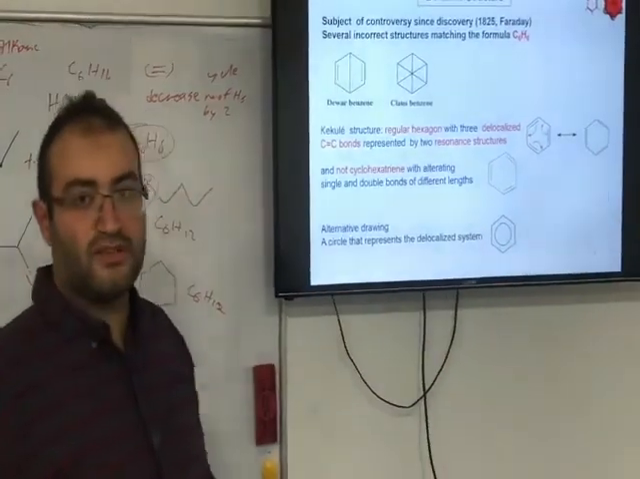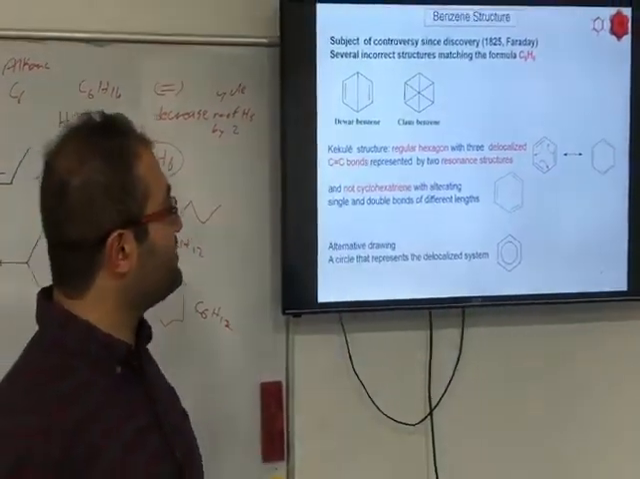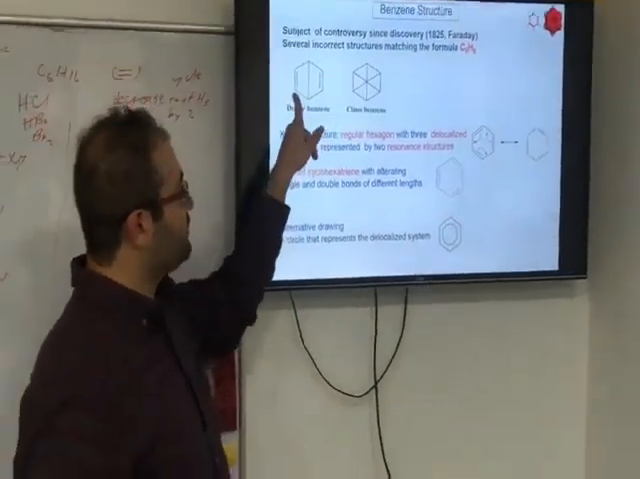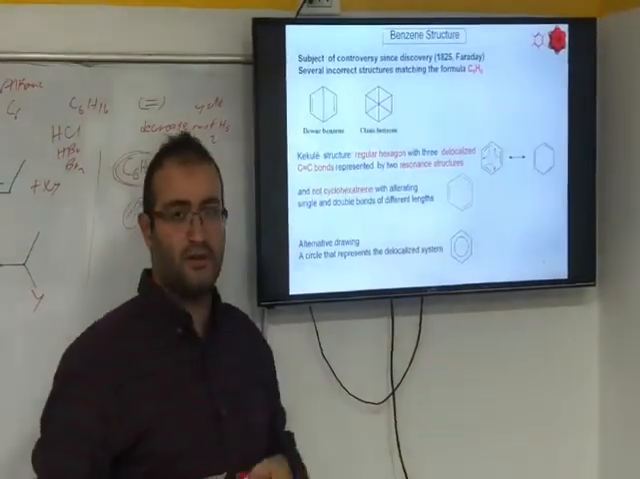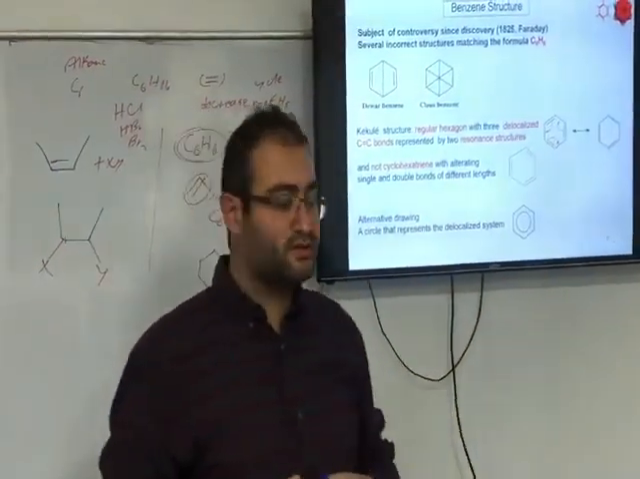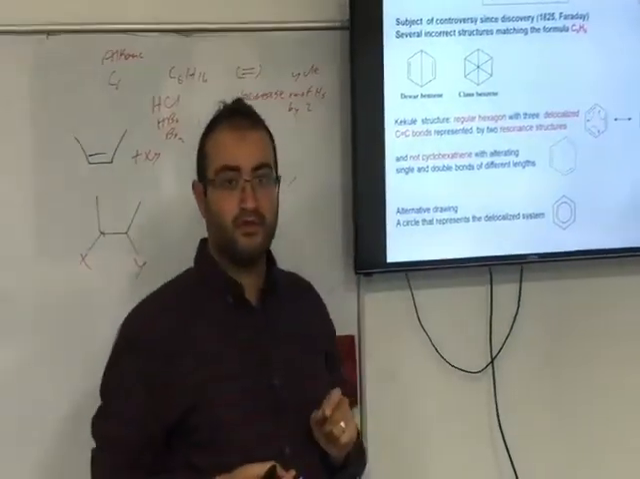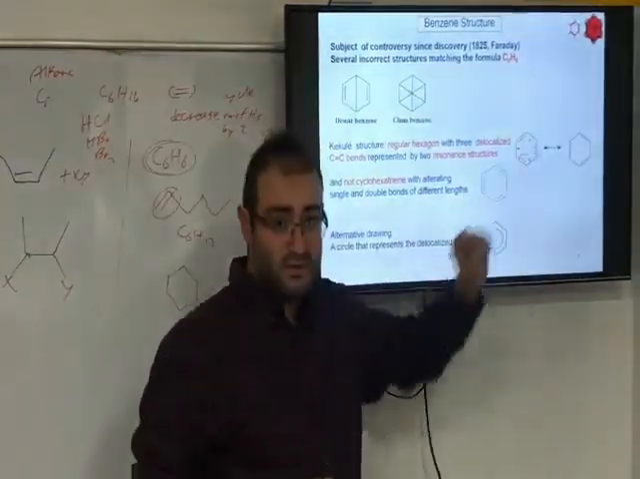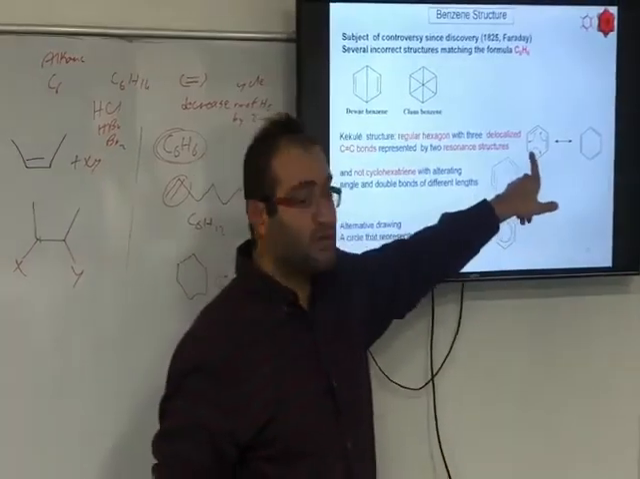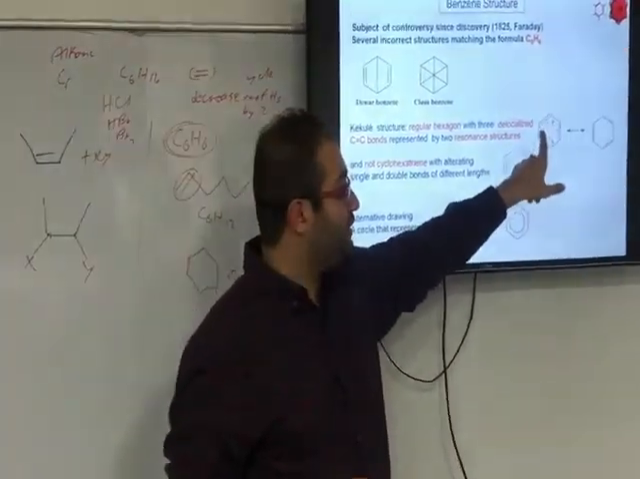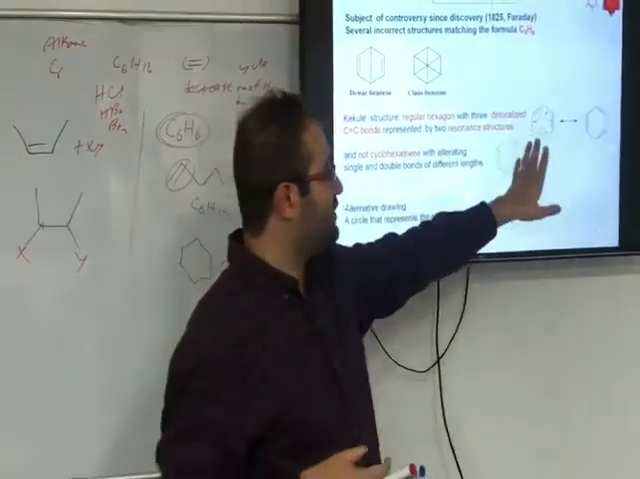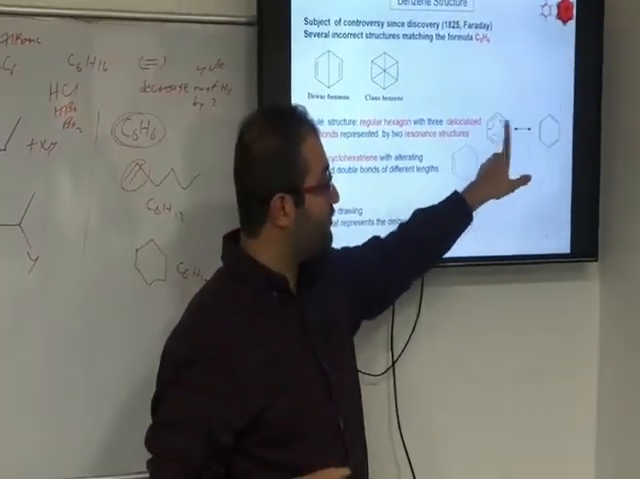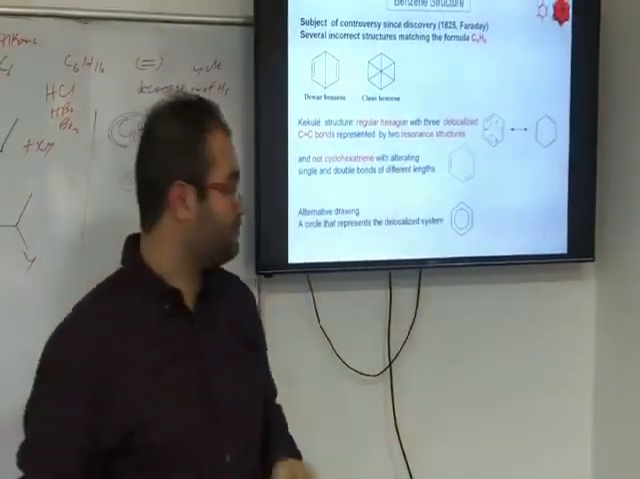Okay, what about the structure of benzene? So many scientists in the past predicted some models for benzene. For example, Dewar predicted this kind of model, Claus predicted this kind of model. However, they were proven wrong afterwards by a scientist called Kekulé. So Kekulé suggested that the structure of benzene is a regular hexagon with 3 double bonds, but he also said that the 3 double bonds are not localized, they are delocalized, they move. So he suggested that benzene is formed of 2 structures that resonate between each other. The double bonds move to give these 2 resonating structures.